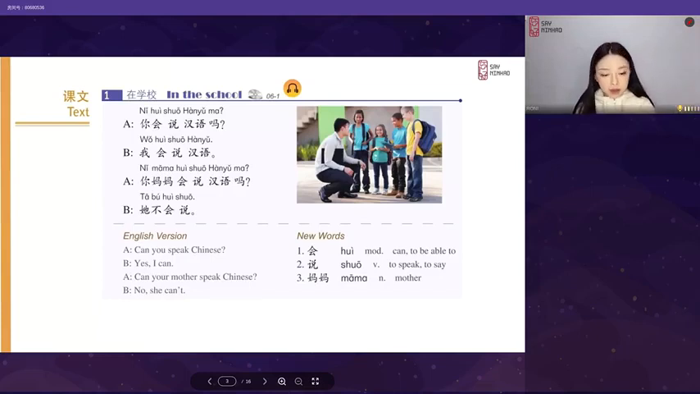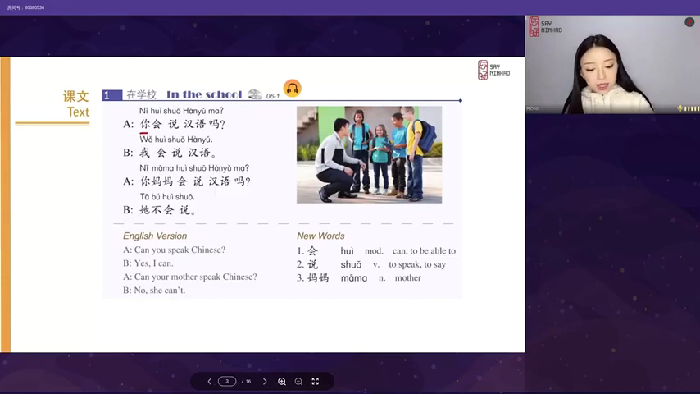会说说妈妈妈妈. Very good. Now let's move on to our text. I will read and please listen carefully about the pronunciation. 你会说汉语吗? 我会说汉语。 你妈妈会说汉语吗? 她不会说。 Okay, let's see sentence by sentence.